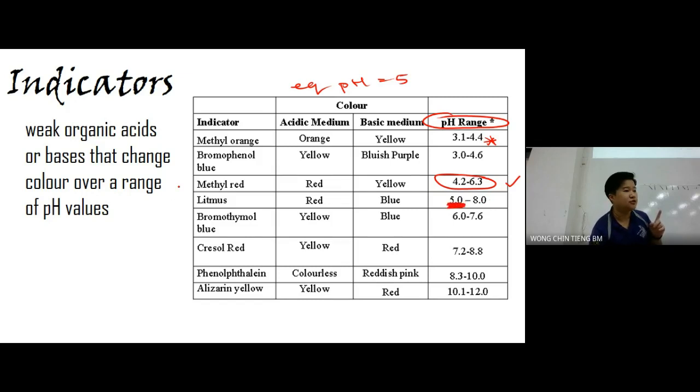But why do I still choose methyl red? Because for methyl red, pH 5 sits in the middle. It sits roughly in the middle, meaning around pH 5 it will surely change color there. But for litmus, 5 is the starting point. It is only just starting to change color. See? Okay, learn how to read the pH range. We will have titrations along the way and I'll show you which indicator is the best.